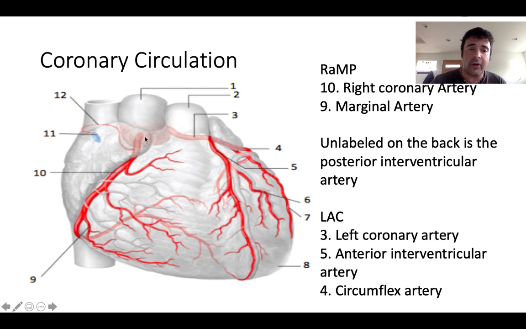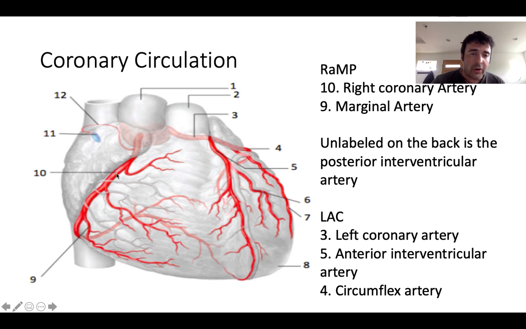Now, there's a mnemonic for learning the blood vessels on the right side of the heart and the left side of the heart. There's RAMP. So there's the right coronary artery, which is the R. So that would be number 10 on your image, which branches to form the marginal artery.